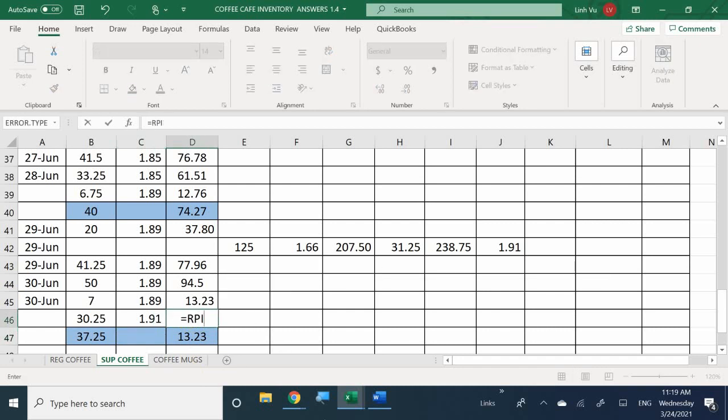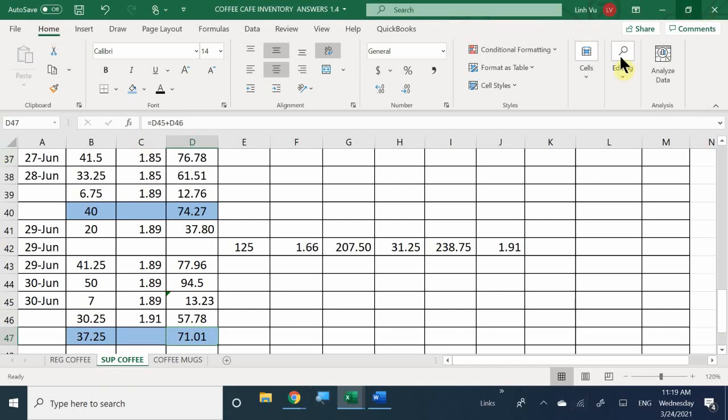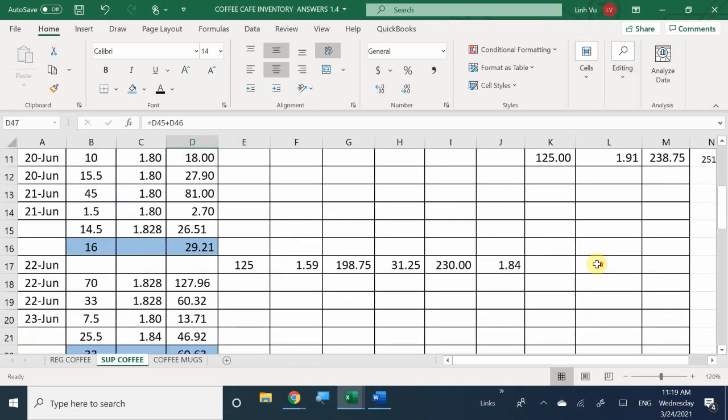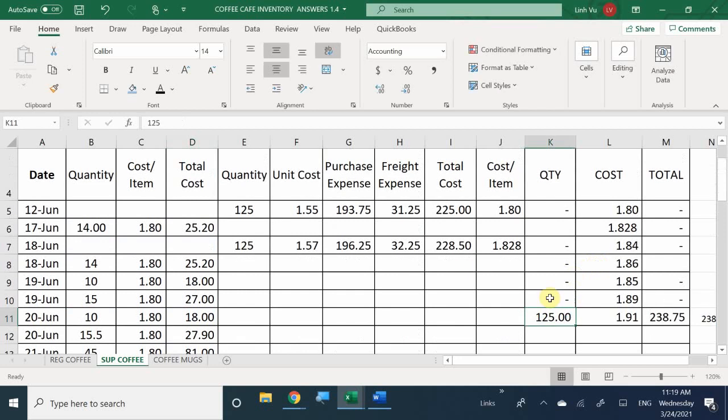57.78, perfect. Giving us a grand total of 71.01. So let's go ahead and eliminate our information up here. So 7 pounds is gone. The 125 minus 30 and a quarter gives you a grand total of 180.97.